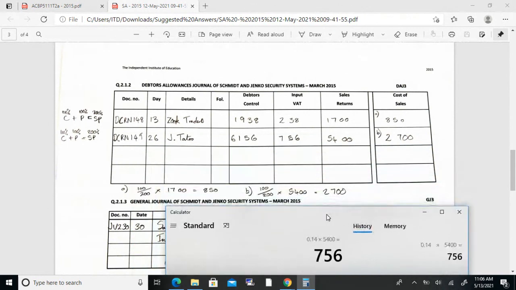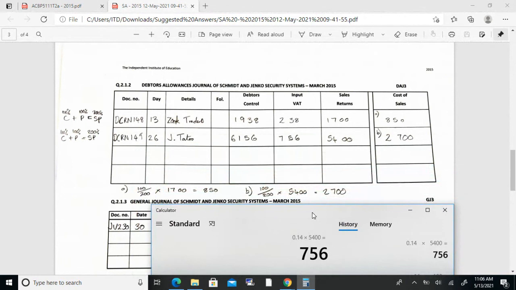The last thing we need to do is calculate your cost of sales. What we want is cost, which is 100. What we have though is selling price, which is 200. So 100 divided by 200 times your 5,400, you get 2,700. And that's what we have over there.